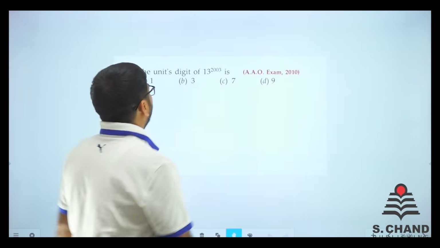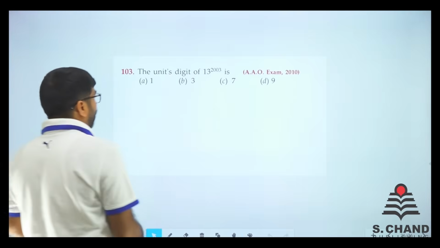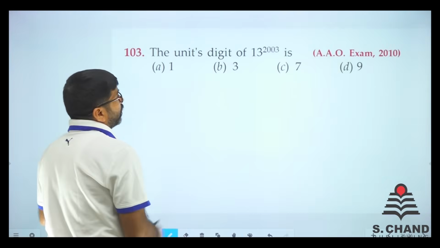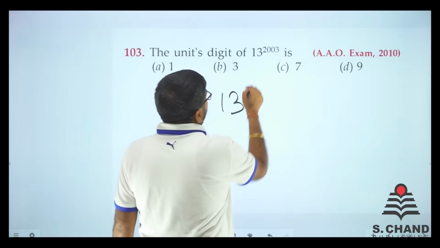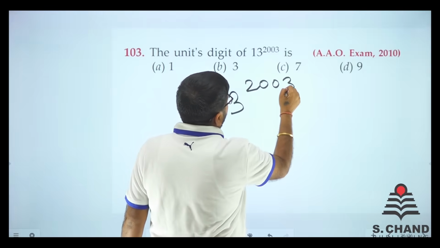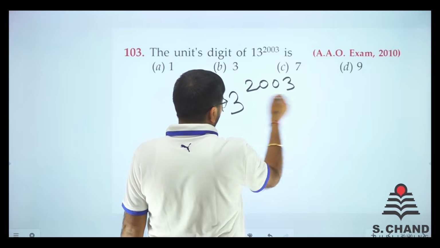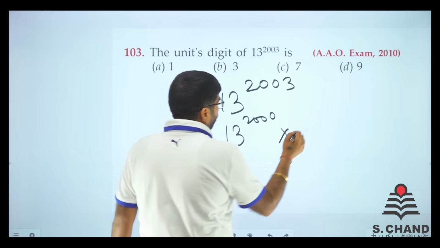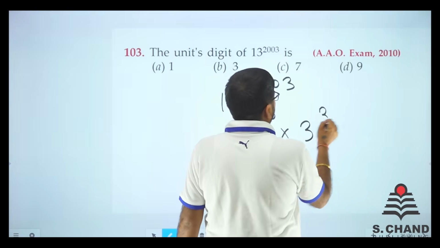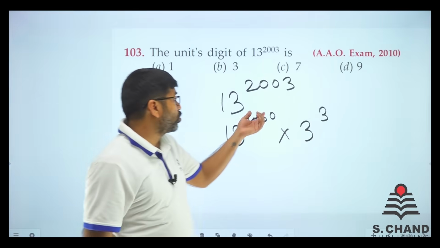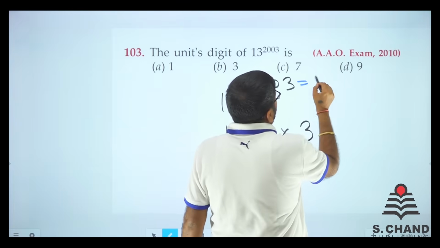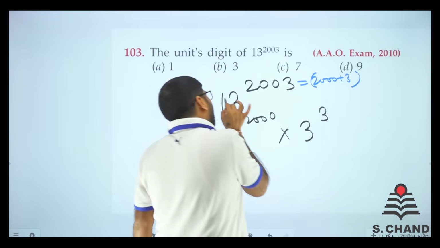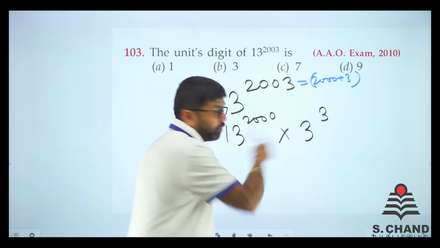Here we go. We have the units digits. It is asked: what is the units digit of 13 raised to power 2003? So 13 raised to power 2003 can be written as 13 raised to power 2000 into 13 raised to power 3. That can be done because 2003 can be written as 2000 plus 3. So anything raised to a sum of powers is multiplied again.